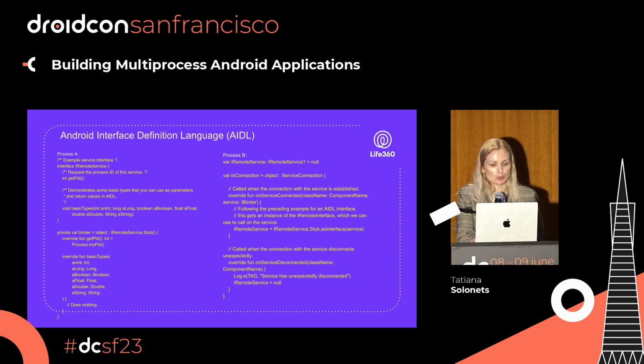And similar to other methods, you just create a connection in process B where you're able to access your interface, but unlike binder and messenger, you're going to have your custom interface. So that's the biggest difference. And in your process A, you're going to create the custom interface and implement it.